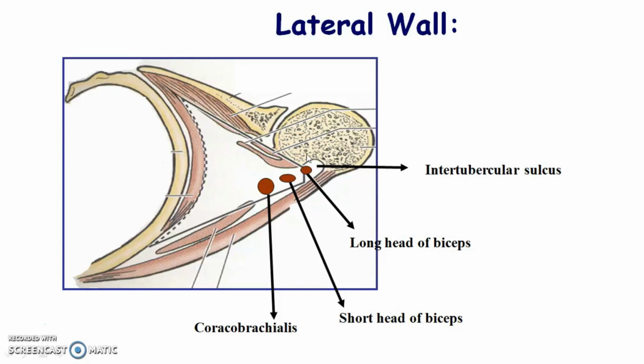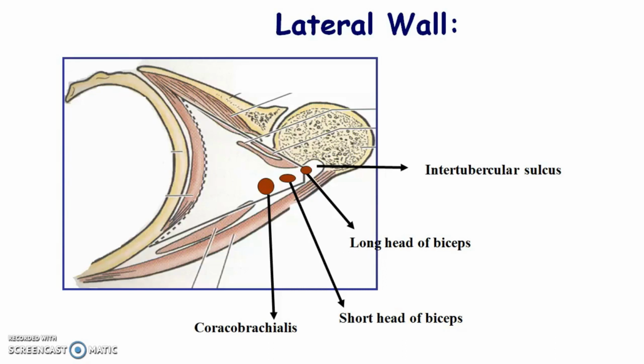The groove or sulcus which we are seeing here is the intertubercular sulcus. So this sulcus is going to transmit the long head of biceps. Along with the long head of biceps, we will be having other contributions formed by the short head of biceps and coracobrachialis, which are also going to contribute to the lateral wall of the axilla. That's all about the boundaries, which is very simple if you have a good orientation about the axillary region. So whatever we have studied, I will just summarize now.